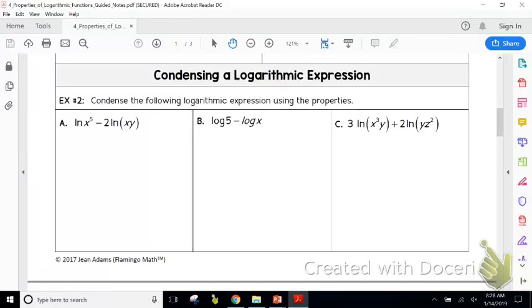Okay, example 2 says condense the following logarithmic expression using the properties. What does it mean to condense something? To make it smaller, right? All right, so look at A. What's going on here?